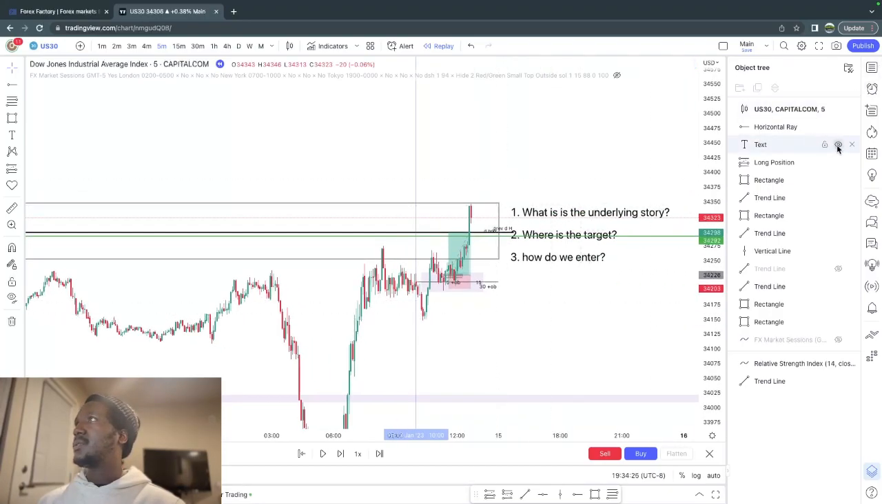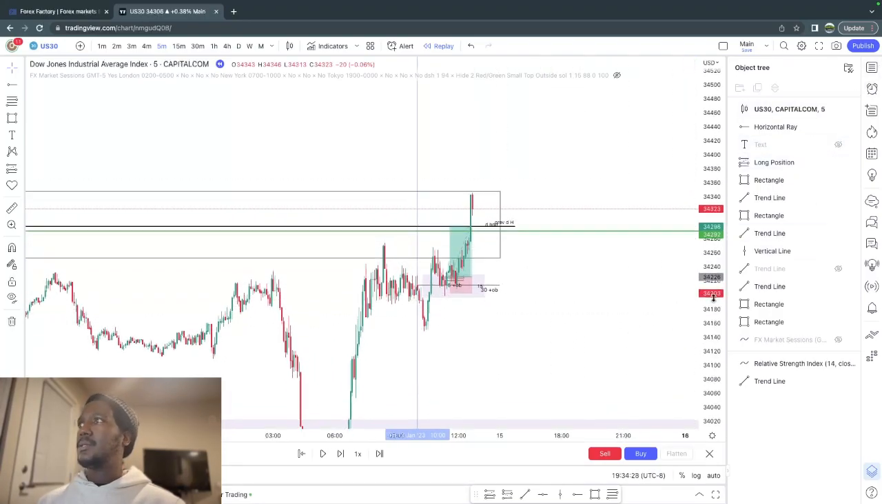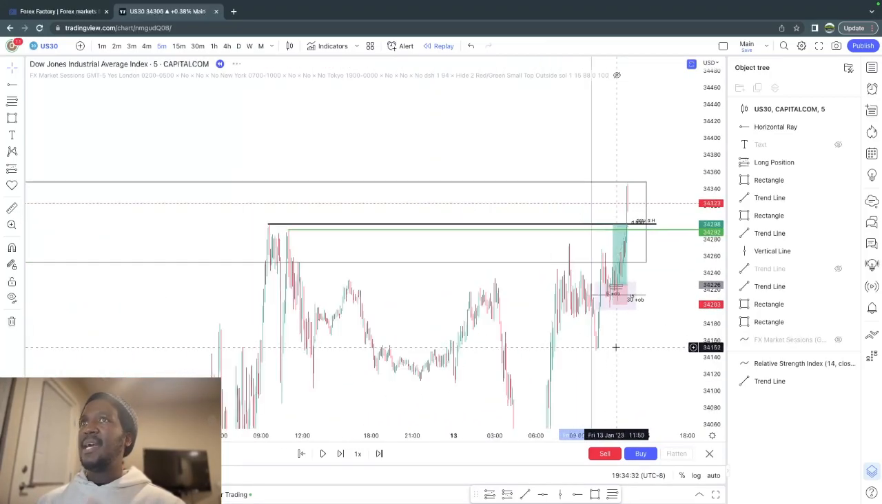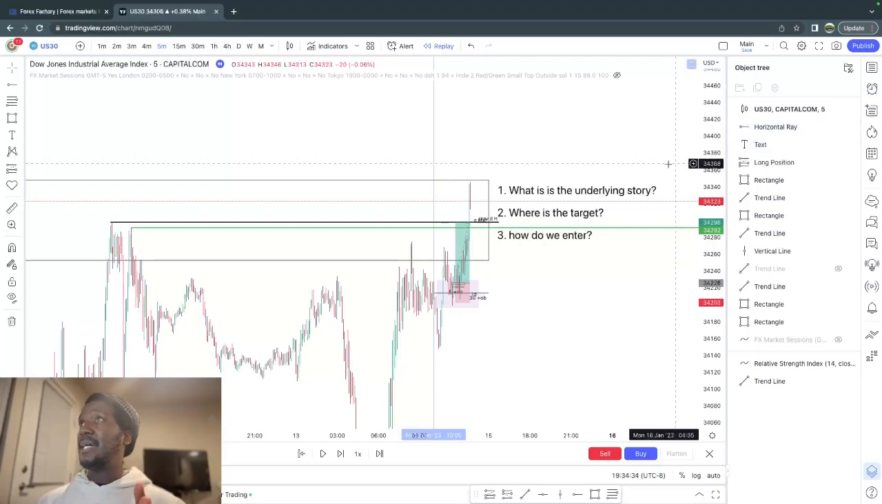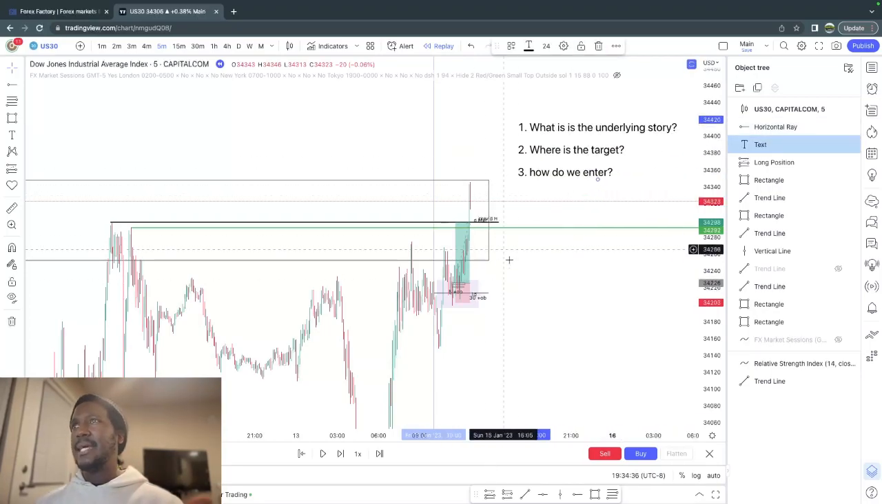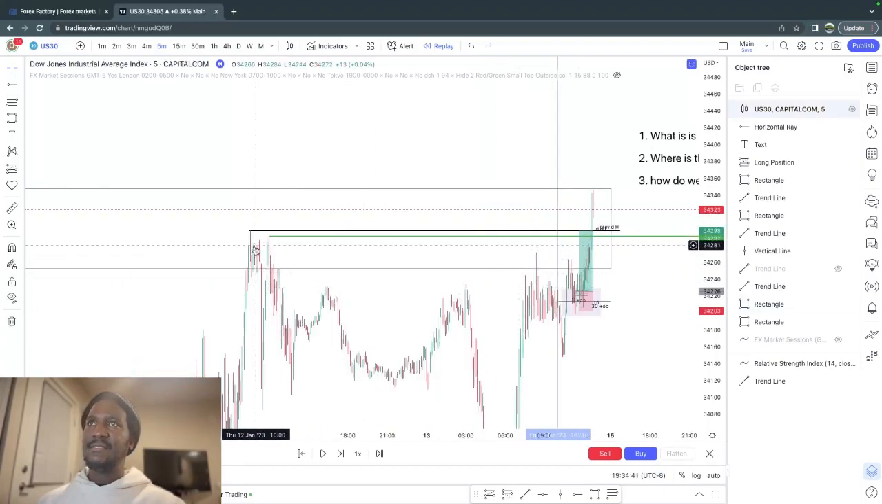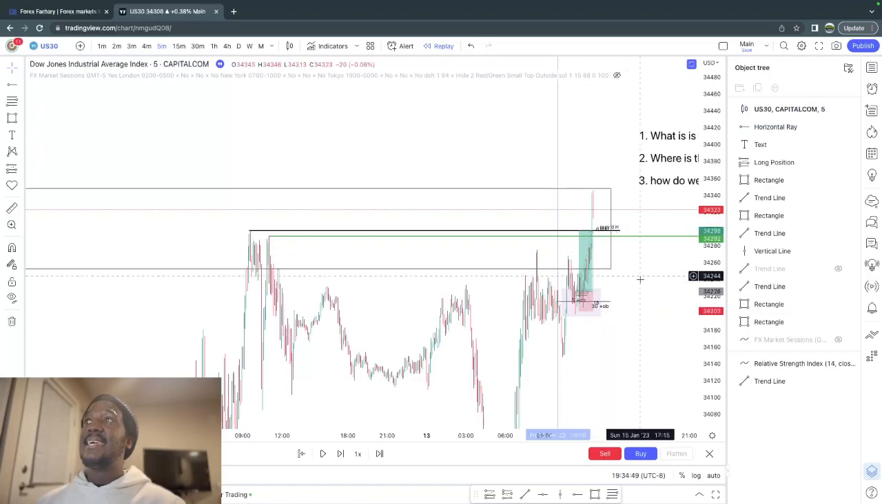Let me get rid of this, the text. We are all over the place. So now we have two targets, right? So we've answered what's the underlying story. We saw the underlying story. Where's the target? The target is these 15-minute highs, which look like a place of good liquidity to me, and the previous day high.